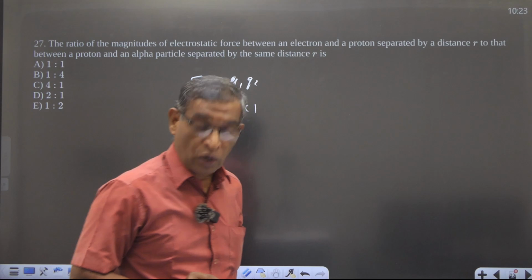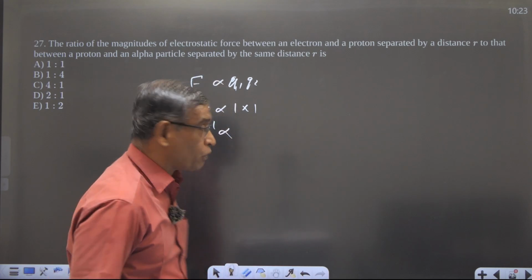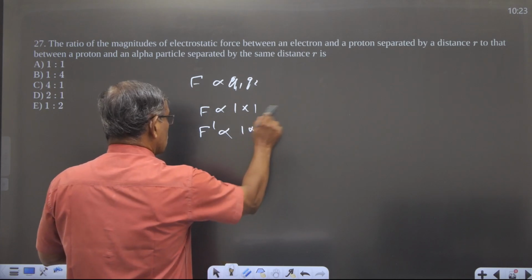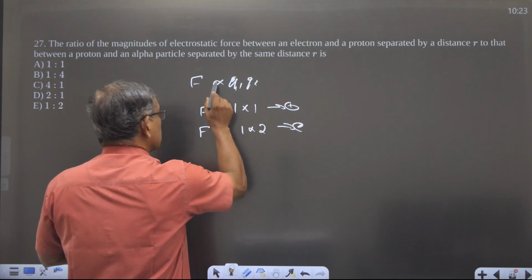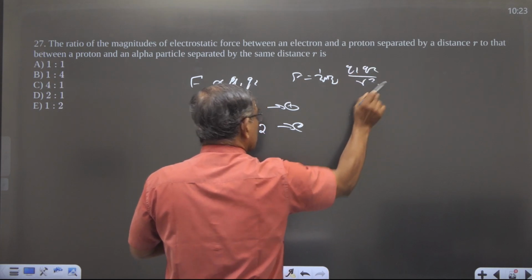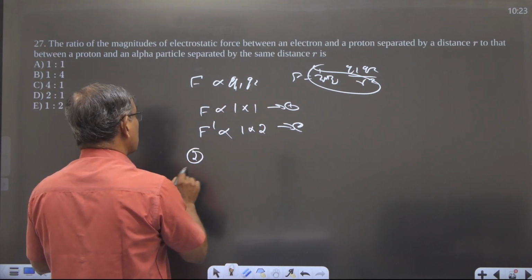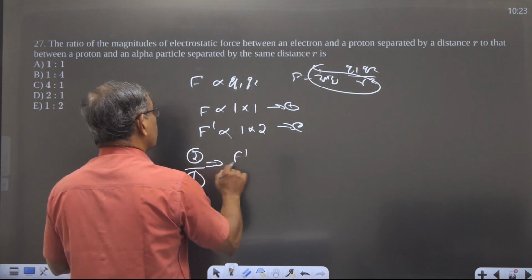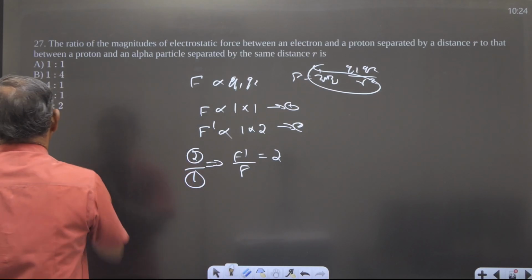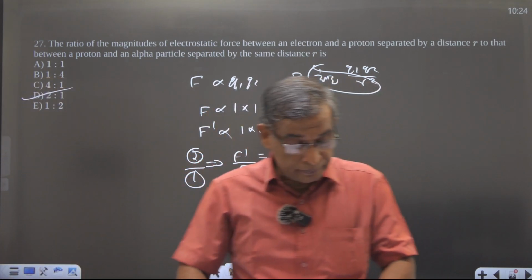What are the charges involved? Charges involved would be, in the second case, proton and alpha particle. Proton charge 1, alpha particle 2. Equation number 1 and equation number 2. Basic equation F is equal to 1 by 4 pi epsilon 0 Q1 Q2 by r square. These are all constants. That is why, now dividing 2 by 1 gives F dash by F is equal to 2:1. Option is done. If that is the order, F dash by F is equal to 2:1.